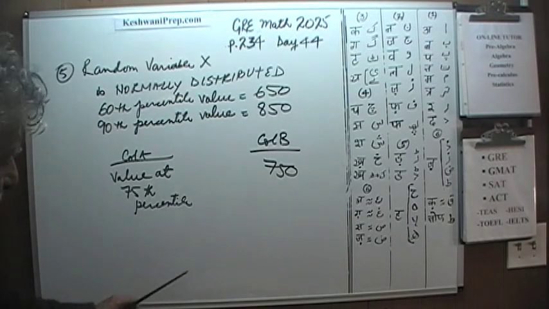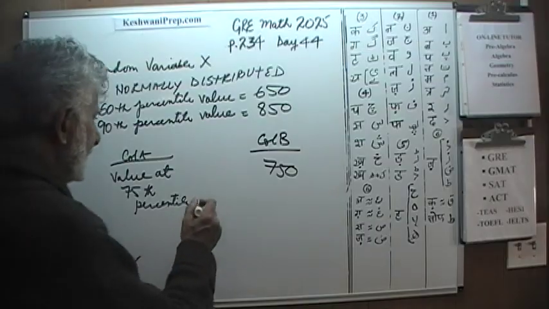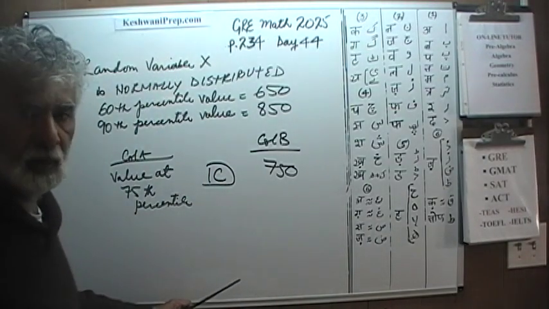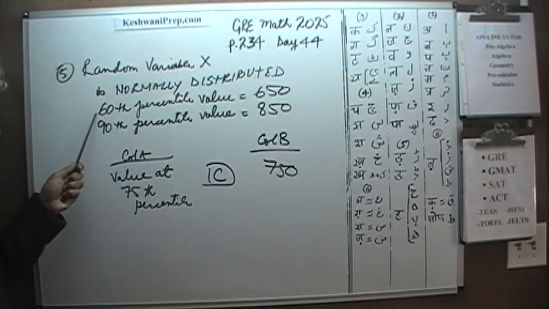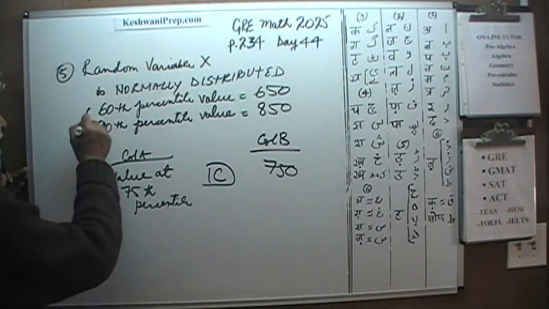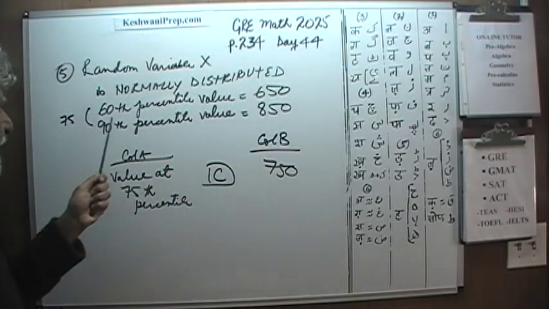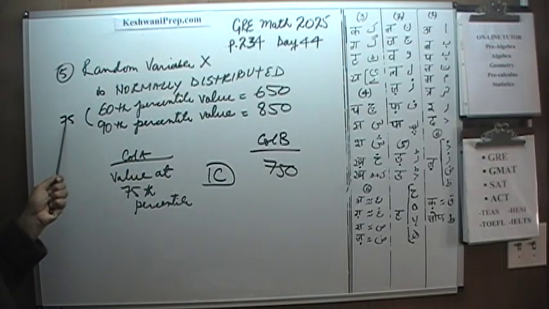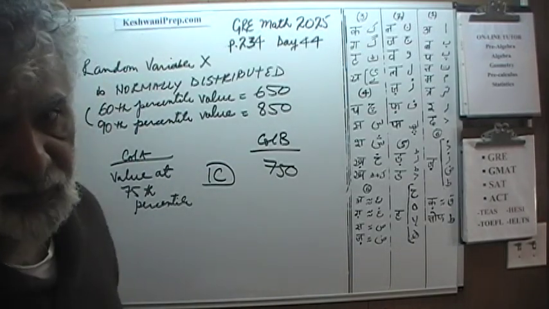Let's see what we can do. Of course, the sucker answer here is C. That's the sucker answer. Because people who do not quite understand what's going on would think that since this is 90 and this is 60, the average is 75. So if the 60th percentile is 650 and the 90th percentile is 850, then the 75th percentile must be the average of these two, which is 750. Life is not that simple.